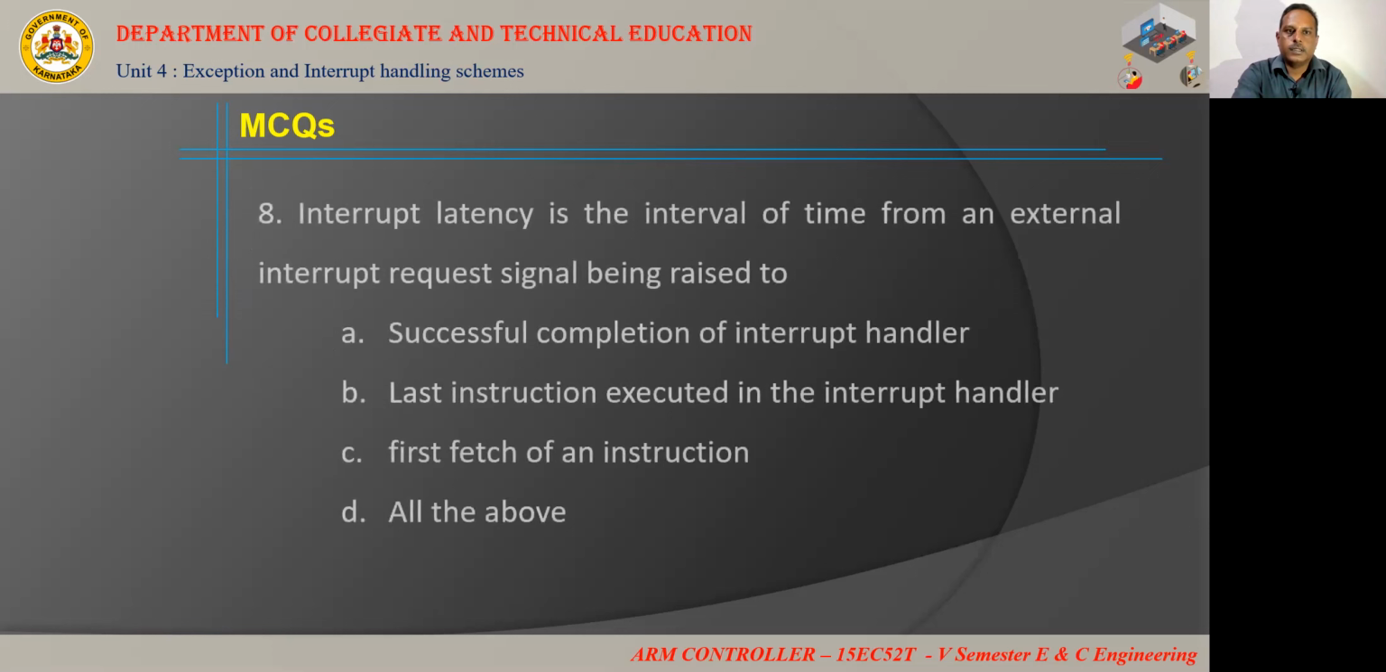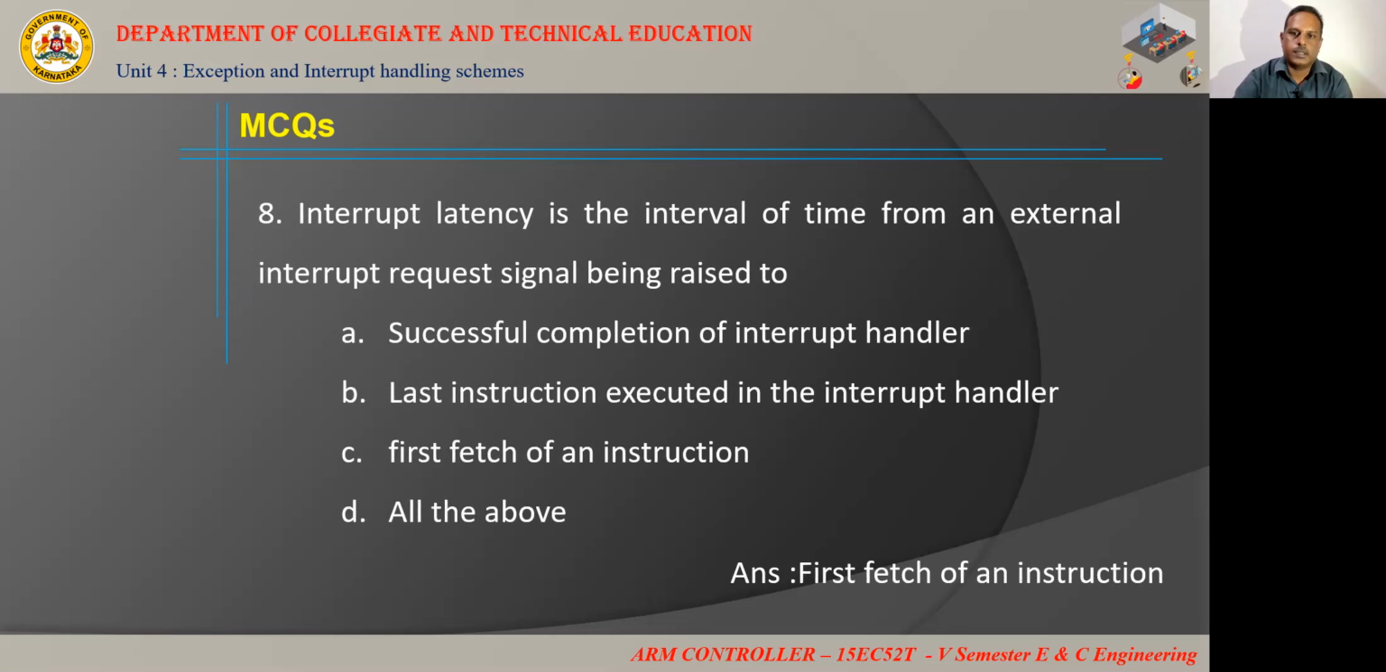Next, question number 8. Interrupt latency is the interval of time from an external interrupt request signal being raised to successful completion of the interrupt handler, the last instruction executed in the interrupt handler, the first fetch of an instruction, or all the above. So interrupt latency is the interval of time from the external interrupt request signal being raised to the first fetch of an instruction. So that is why the answer is C, first fetch of an instruction.